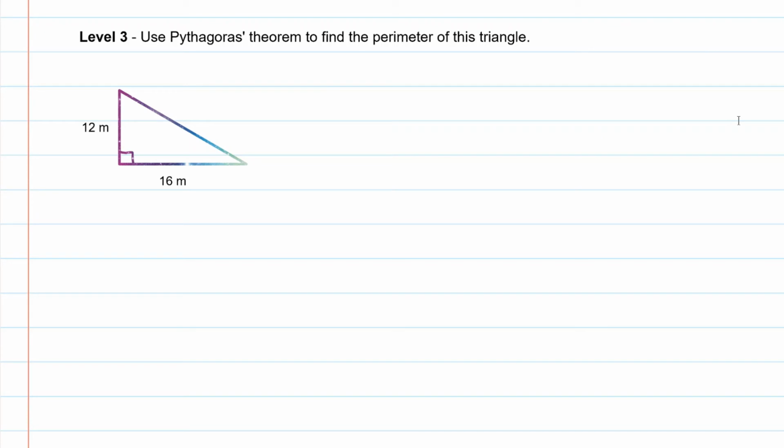So I'm going to call this unknown side because we're trying to find the perimeter, yeah? So we need all 3 sides of the triangle. Right now I've only given you 2. So we're trying to find this length here. Let's call him x.